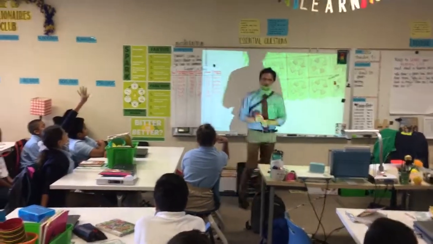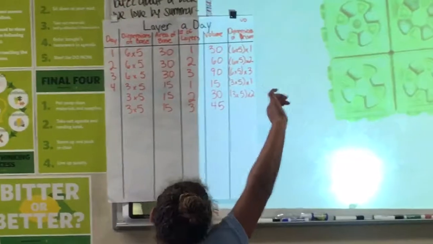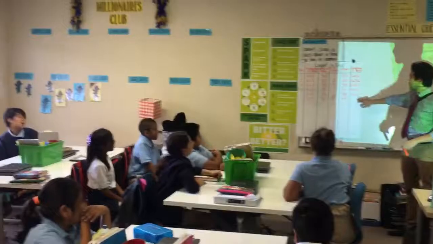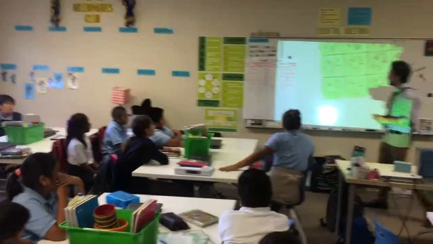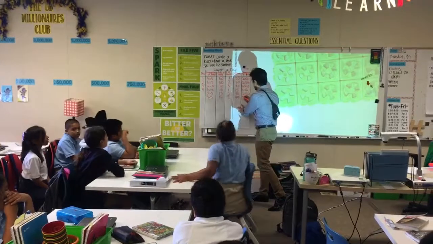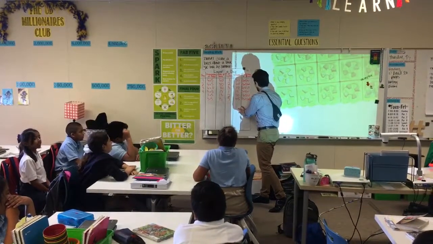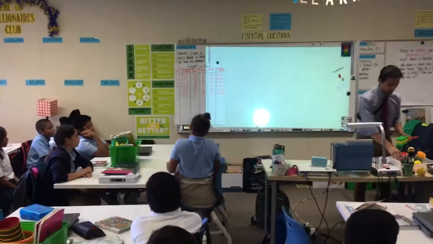One more thing. Dimensions of the prism. Notice what's changing, what's staying the same. You want to share, Valerie? The dimensions of the prism: 3 times 5 times 3. So the base stays the same, and we have the 3 because we have how many layers, class? 3. Okay.